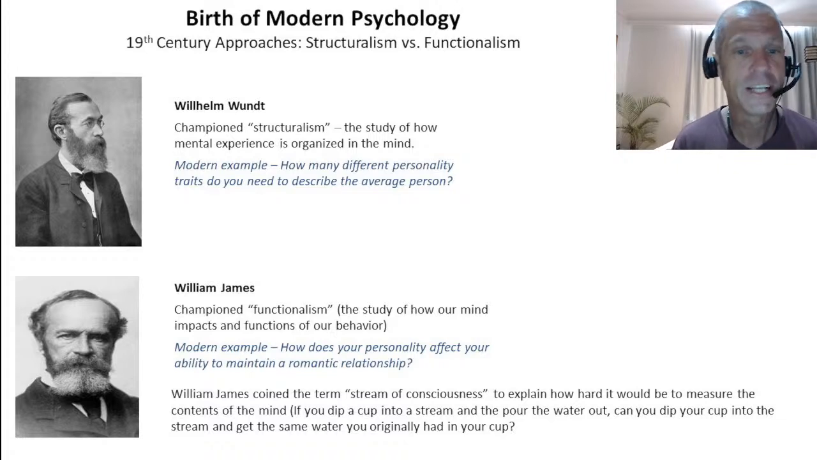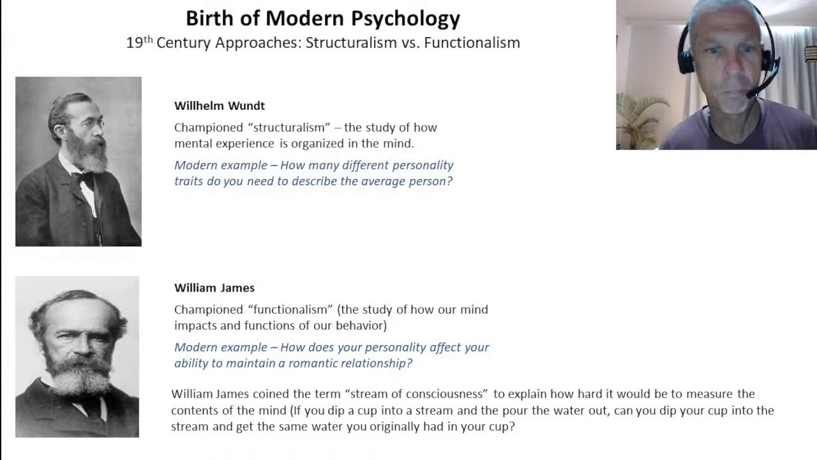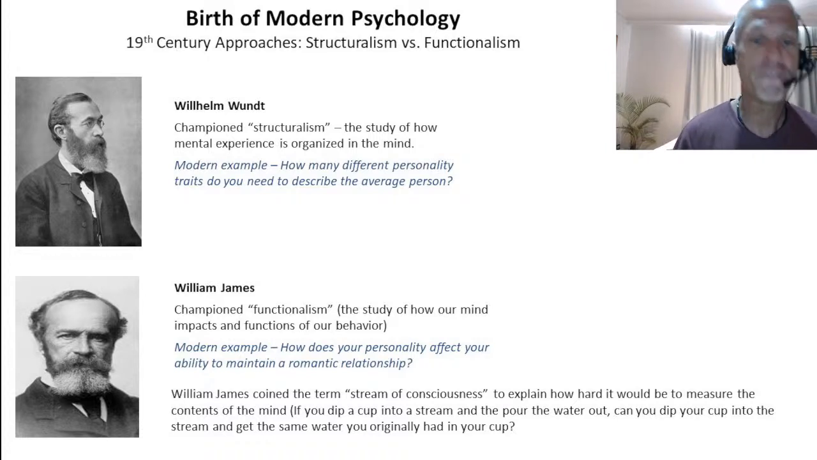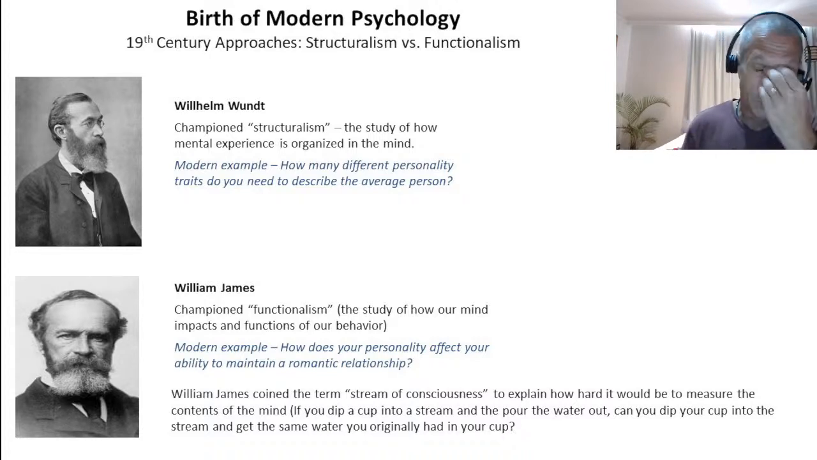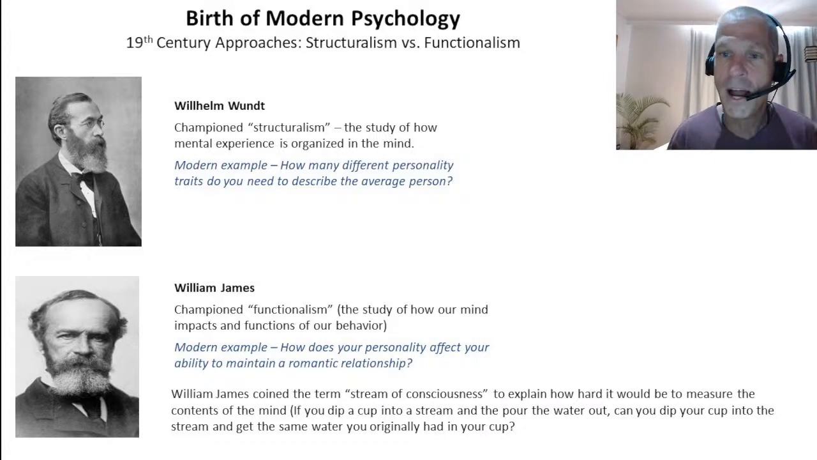Now, he was contrasted by William James. William James actually thought that you really couldn't measure the structure of the mind. Instead, really, you had to measure its impact on our behavior. So he was more of a functionalist rather than a structuralist. And he suggested really that it was kind of hard to look at the structure of the mind. He coined this phrase called stream of consciousness to sort of explain his point of view.